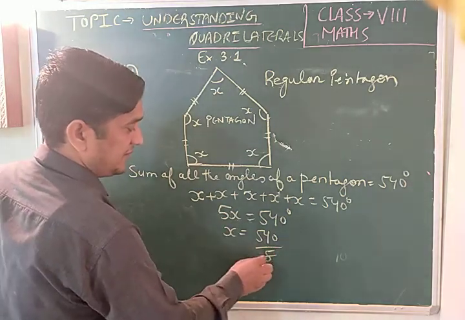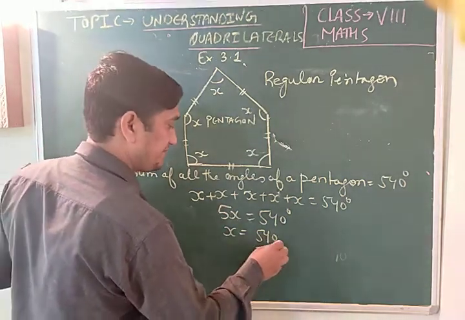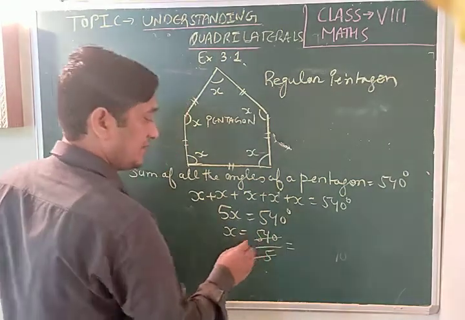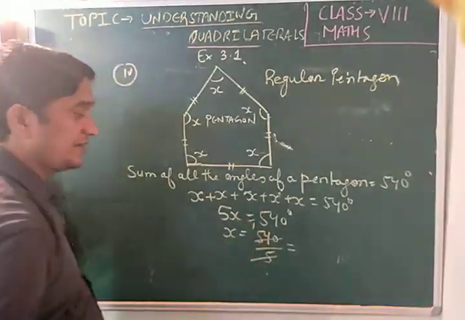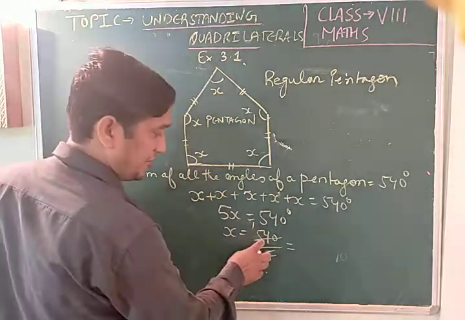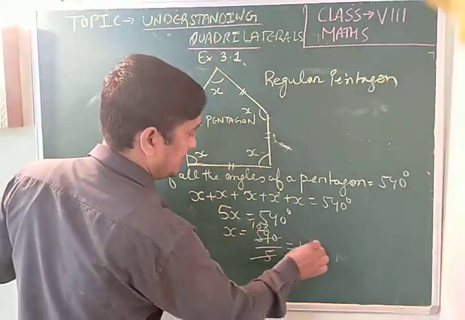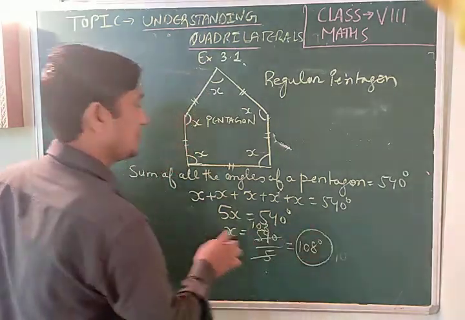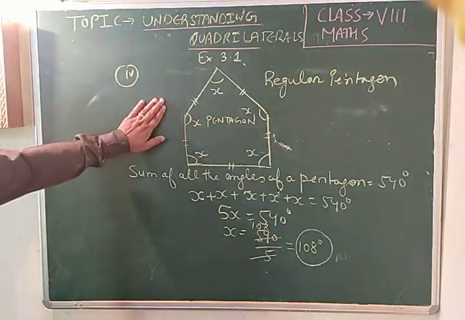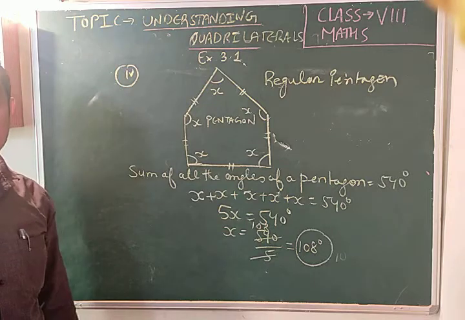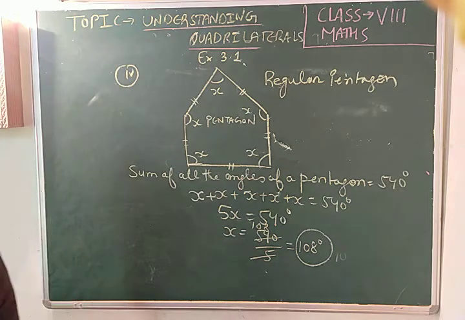So the value of x is 540 upon 5. Now divide it. 5 ones are 5. 5 ones are 5. Then 0. 5 eights are 40. 108 degree. So each angle of this regular pentagon is 108 degree. Now children, the last question we will do.